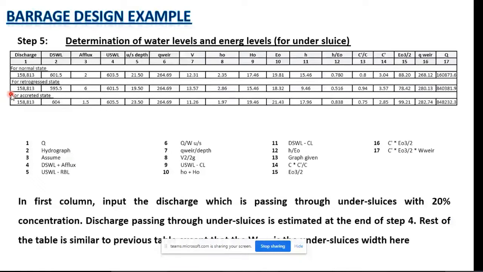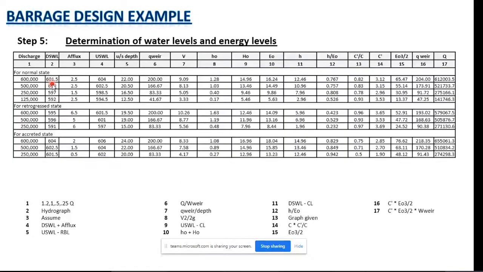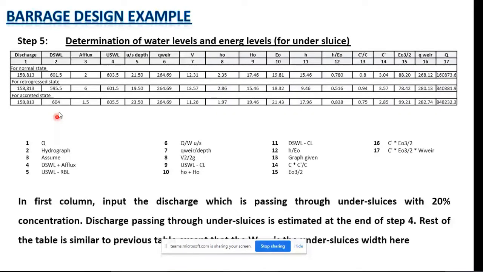The column 1 downstream water levels are corresponding to the 20% concentration discharge water levels seen from the rating curve: 600, 601.5, 595, and 604. These are the downstream water levels for 20% concentration. A value of efflux is assumed. Rest of the things are more or less the same as the previous step, with the difference that here the discharge is only for the weir. Here the crest level for determining the weir submergence is the crest level of the under sluice portion. Here the width of the weir is the width of the under sluice portion only, not the rest of the weir.